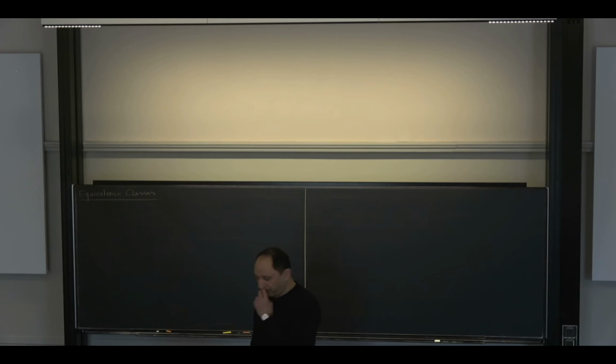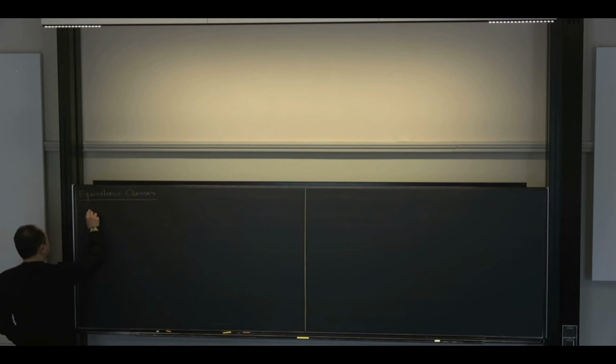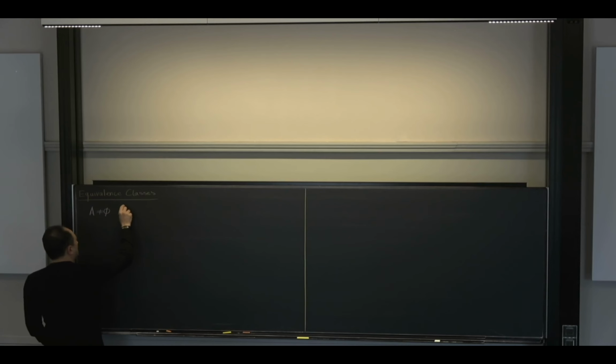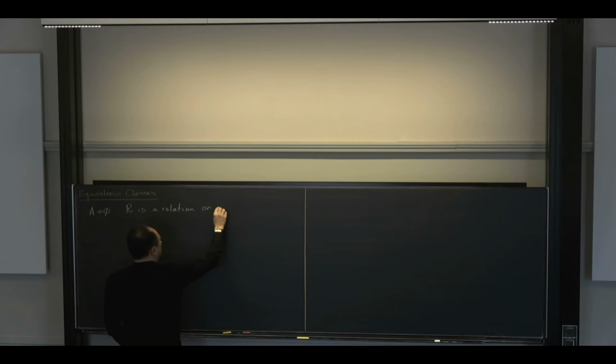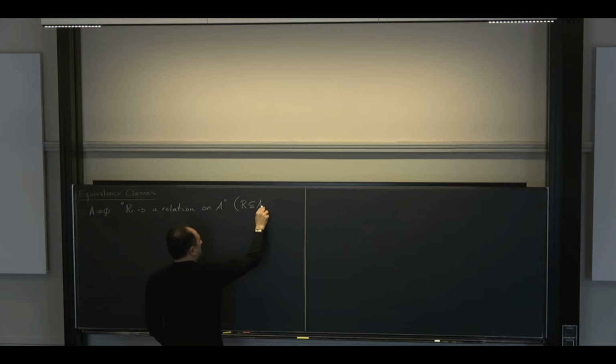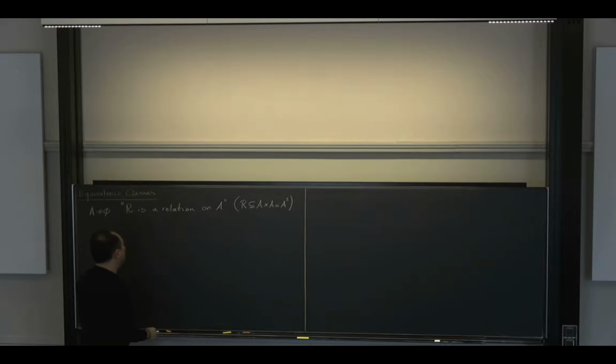Okay, so let me just define it here for you. If I give you a set A, which is of course not empty here, and then I say that R is a relation on A. What does it mean? This sentence can be simply translated as R is a subset of A Cartesian product A, which usually we denote by A squared. This is the meaning of R being a relation on A.